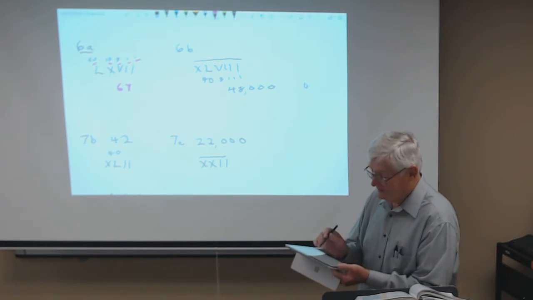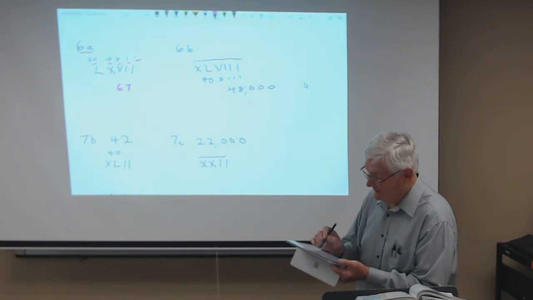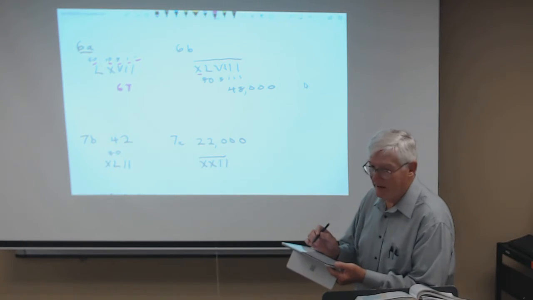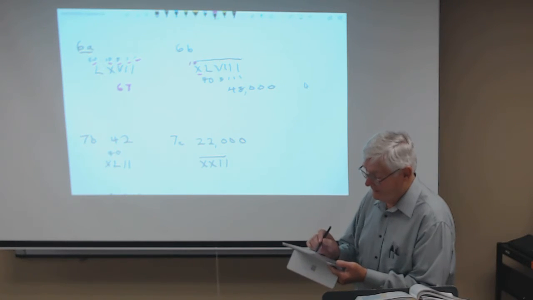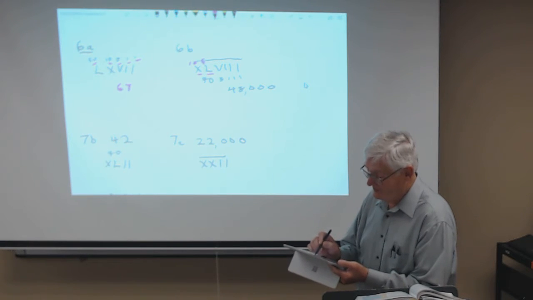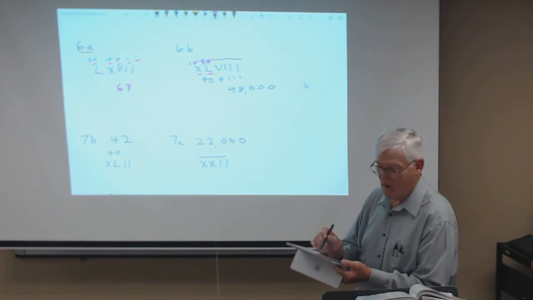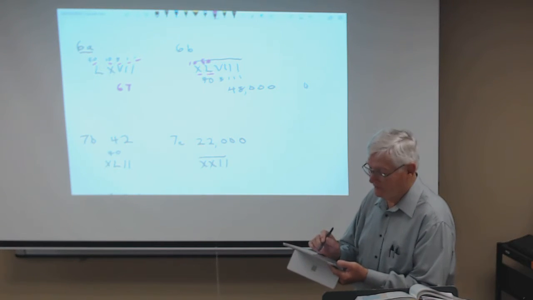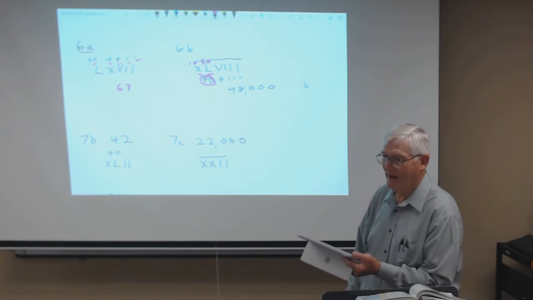So now let's do 6b. Any questions about this one? Let's do 6b. So now we have X, which is what? 10. But look at that. We have 10. And then we have what? 50. What happens when you have a smaller one in front of a larger one? You subtract the 10 from the 50, that makes it 40. Got to keep that rule in mind, don't you?